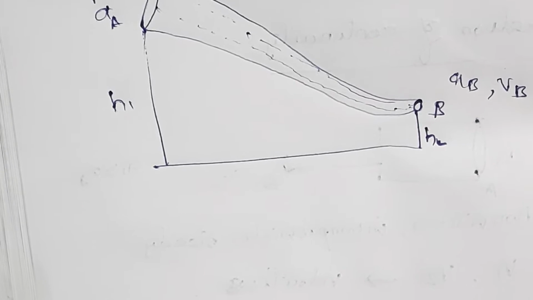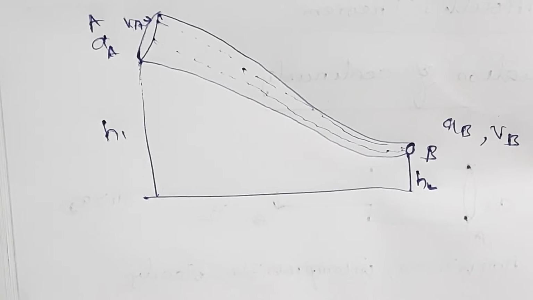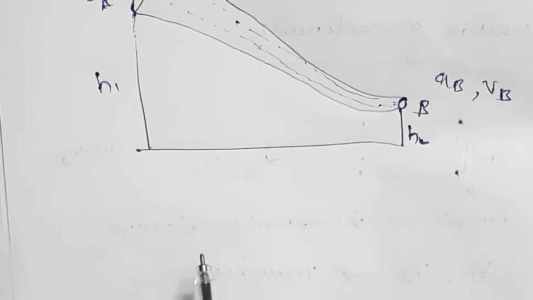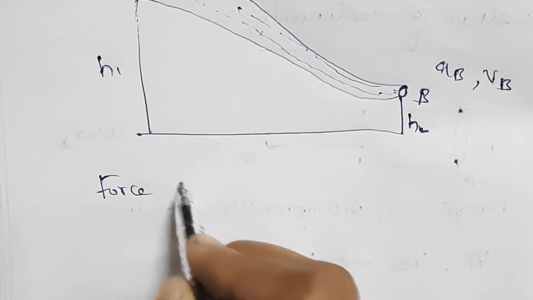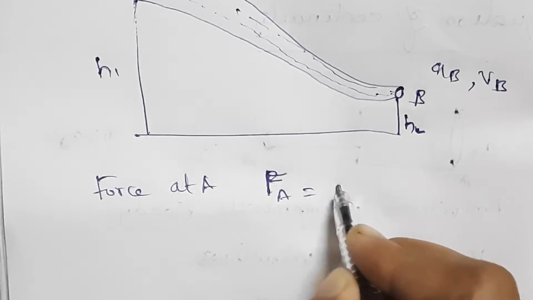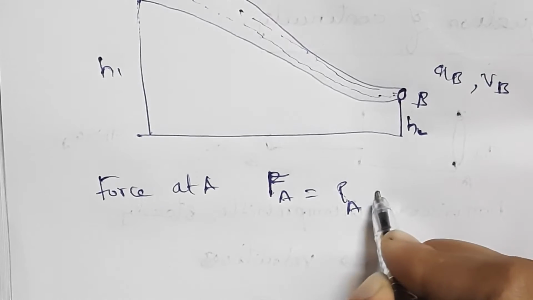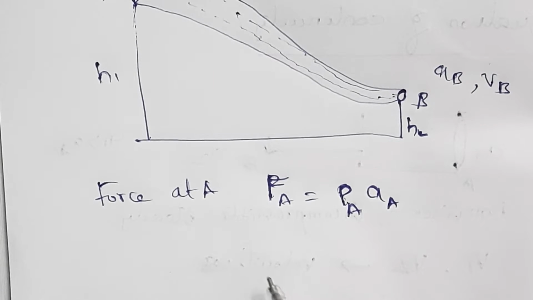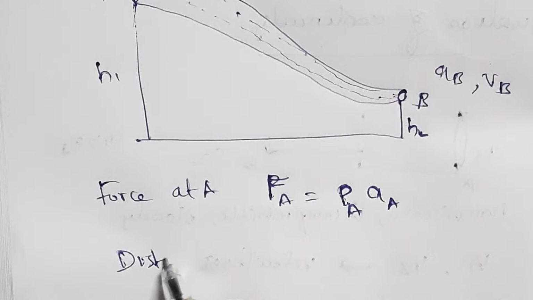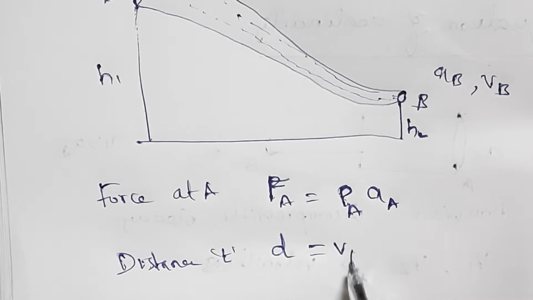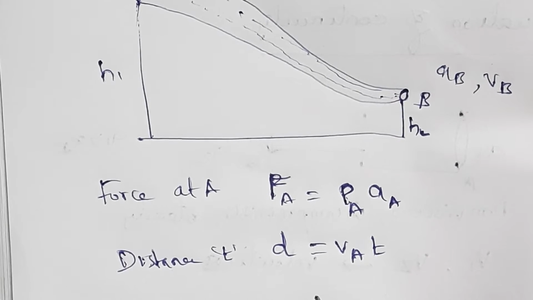Now let's write the pressure energy. Before writing the pressure energy, we are writing the force exerted by the liquid at A. Force exerted by the liquid at A can be written as FA. FA is equal to pressure into area, so PA into AA. Now, the distance travelled by the liquid in time T is taken as D. D is equal to velocity into time, VA into T.